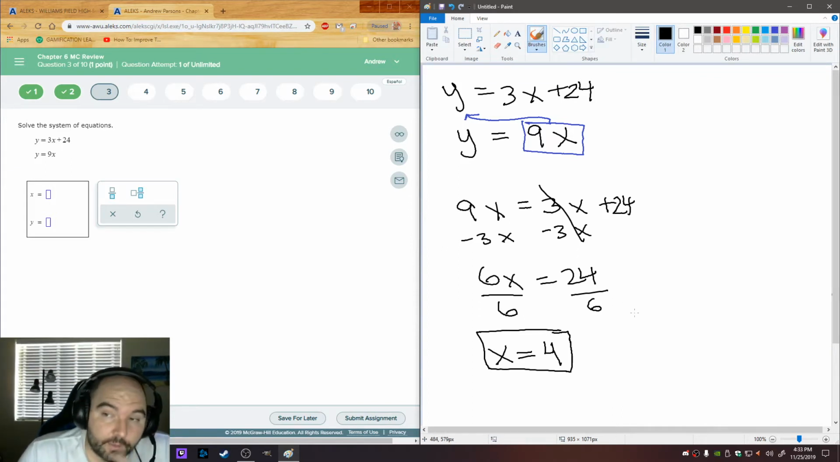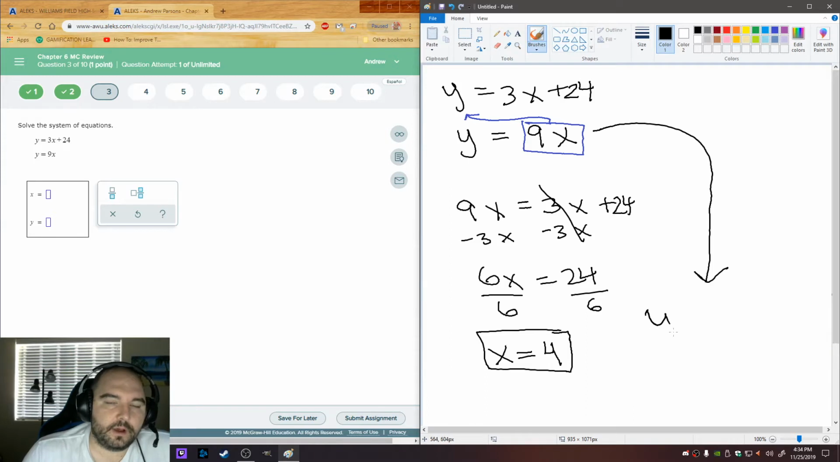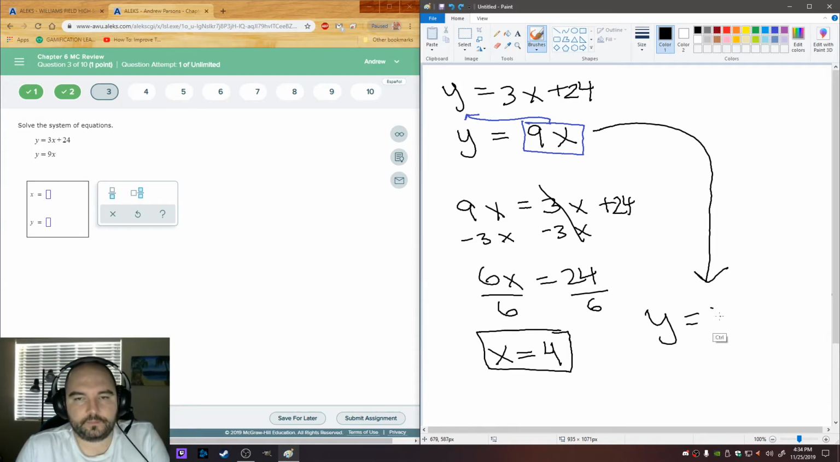Okay, you're not done. You got to go back and plug it in. You can plug it into the first one, like 4 times 3 plus 24, or you can plug it into the second one, which is 9x. I honestly think that one's easier. So y equals 9 times 4. y equals 36.